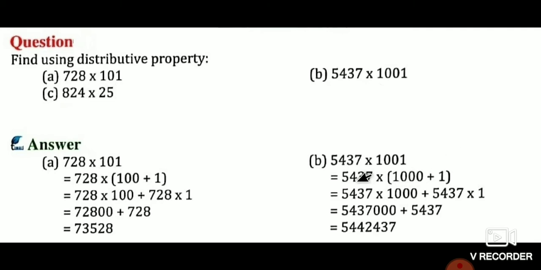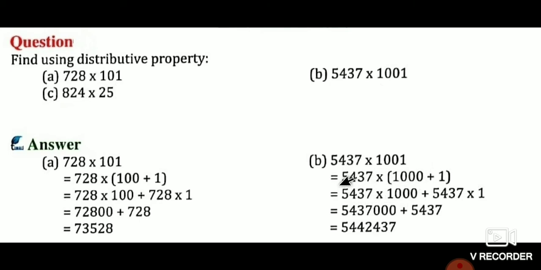So write 5,437 into 1,001, which can be written as 1,000 plus 1. For easy calculations, we are writing 1,001 as 1,000 plus 1. So it is in the form of a into (b plus c). Taking 5,437 as common, a into (b plus c) is equal to a into b plus a into c.